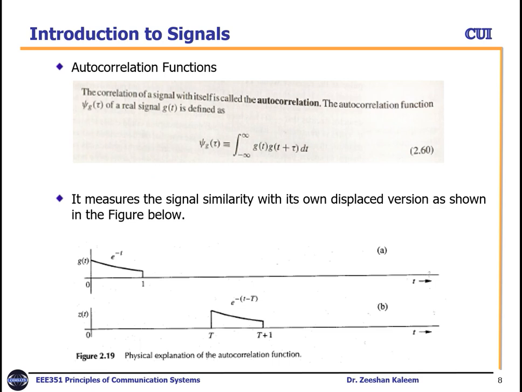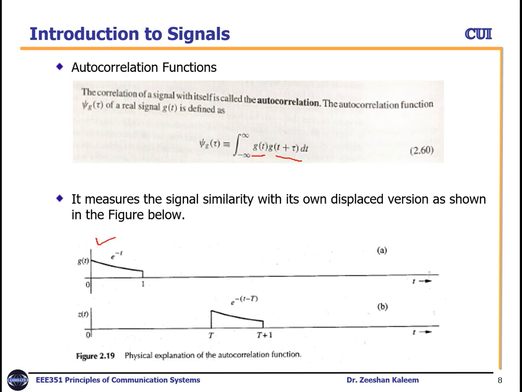Autocorrelation is another way. The correlation of a signal with itself is called the autocorrelation. Look at this, g(t) and again g(t + tau), because the tau is due to shift. So when we find the similarity between the transmitted and the same received signal, not between two different signals, it is called the autocorrelation. For radar application or any other application, we can clearly understand from this picture.